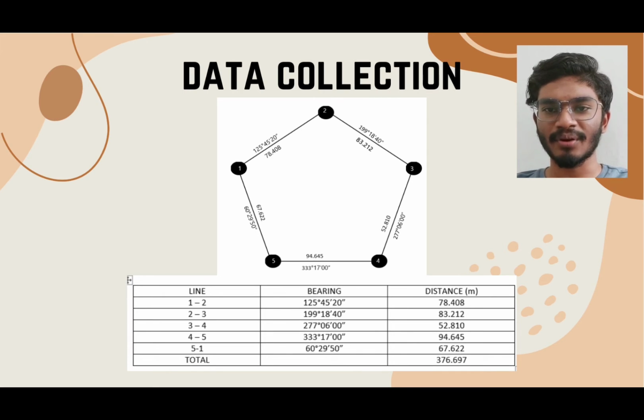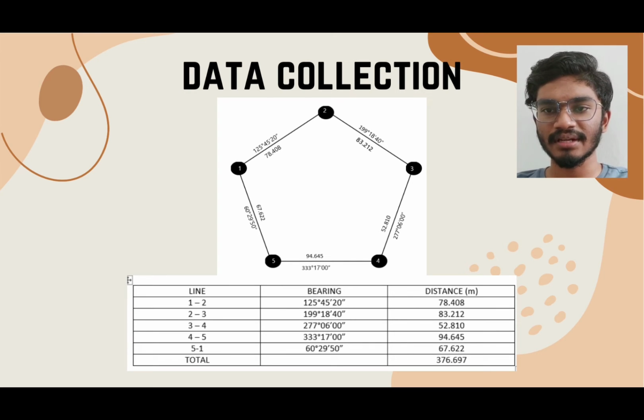From line 1 to 2 I got bearing 125 degrees 45 minutes 20 seconds, and the distance is 78.408 meters. From 2 to 3 the bearing is 199 degrees 18 minutes 40 seconds. The distance is 83.212 meters. Line 3 to 4, 277 degrees 6 minutes 0 seconds. Distance 52.810 meters.